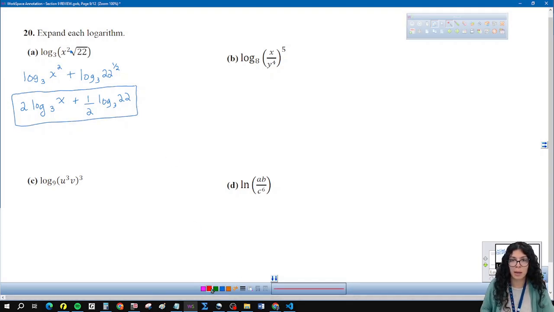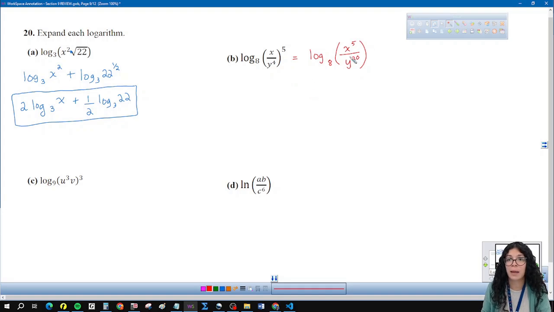Okay, next up, part B. So notice that here I have this 5 that is on both. So the first thing I'm going to do here is simplify this a little bit before I go into any expanding, because I want it to be a little bit easier. So I'm keeping my log right now. I'm not really expanding. I'm just simplifying and distributing the power 5 to the x and the power 5 to the y to the 4. So this would be y to the power 4 to the power 5. So it would be y to the power 20.